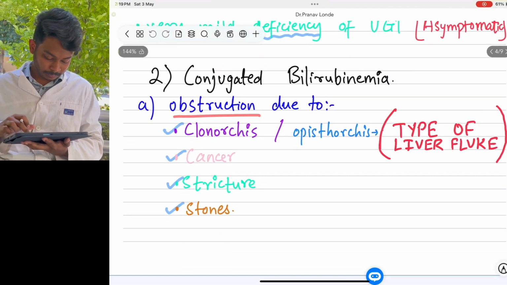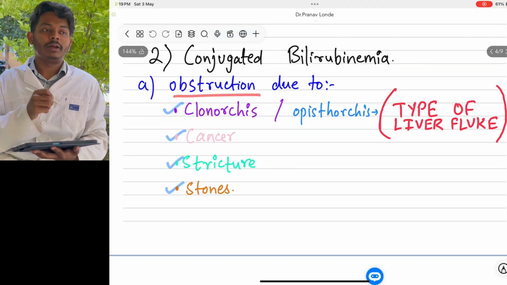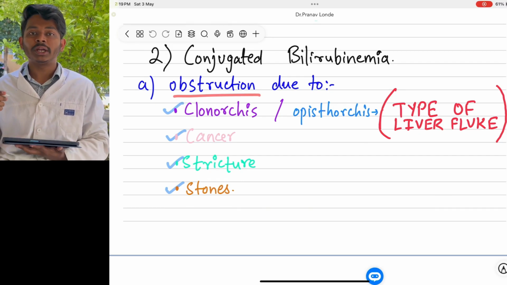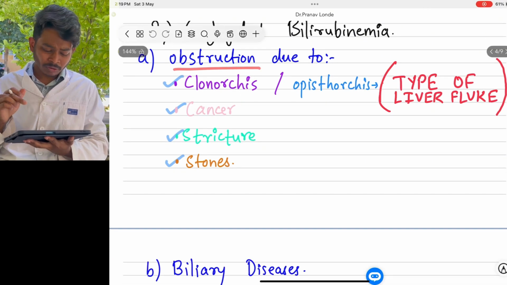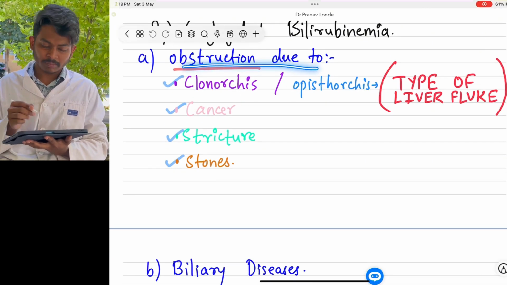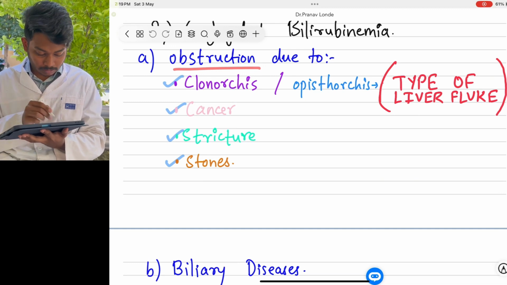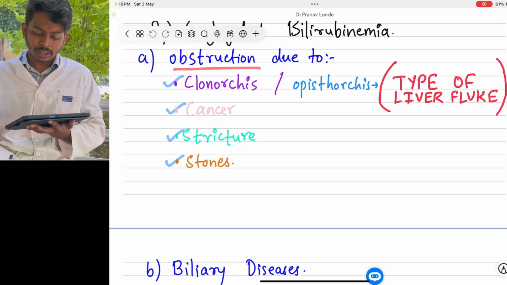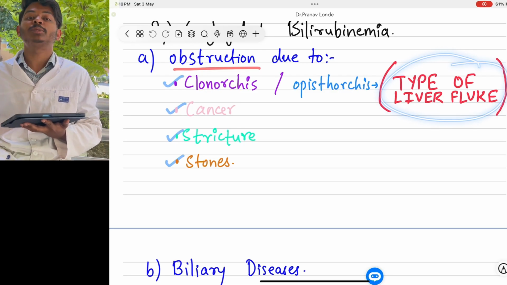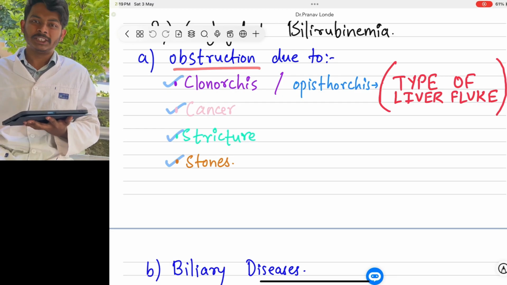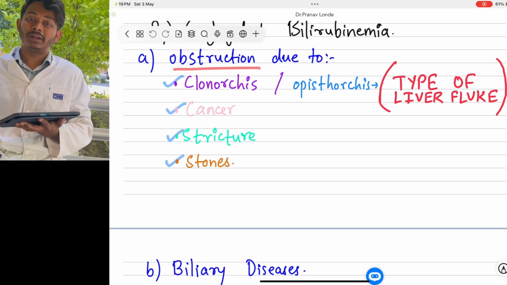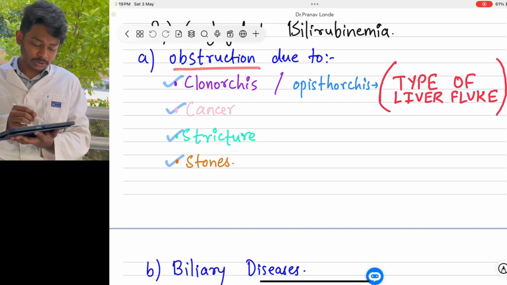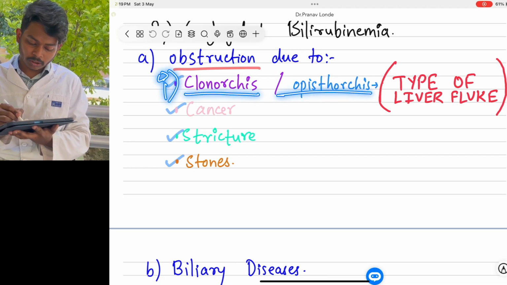Okay, done. Next is conjugated bilirubinemia. Before I talked about unconjugated, now I'll be talking about conjugated, like why the conjugated bilirubin level rises in our body. First, it can be due to obstruction, like there can be Clonorchis or Opisthorchis. What are these? You studied in 11th and 12th science that these are types of liver fluke, various kinds of liver flukes, sheep flukes, like that. So the conjugated bilirubin level can rise. First reason is obstruction, which can be due to Clonorchis or Opisthorchis.